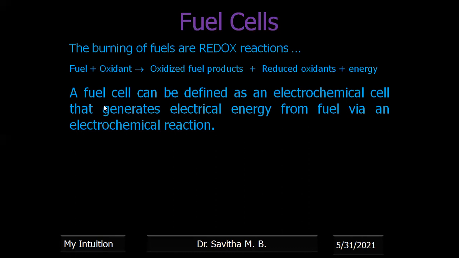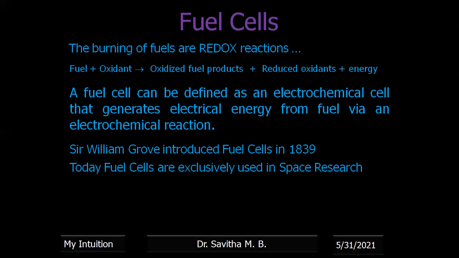Now, a fuel cell can be defined as an electrochemical cell that generates electrical energy from the fuel burning through an electrochemical reaction. This is a fuel cell. And Sir William Grove introduced the fuel cells first in 1839, so it is not very long back. Today, fuel cells are exclusively used in space research.